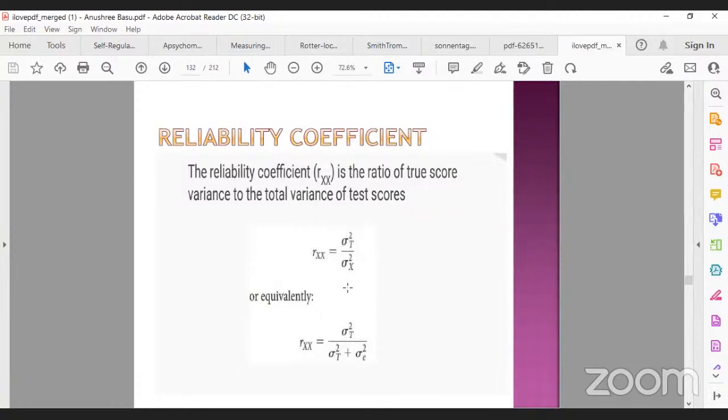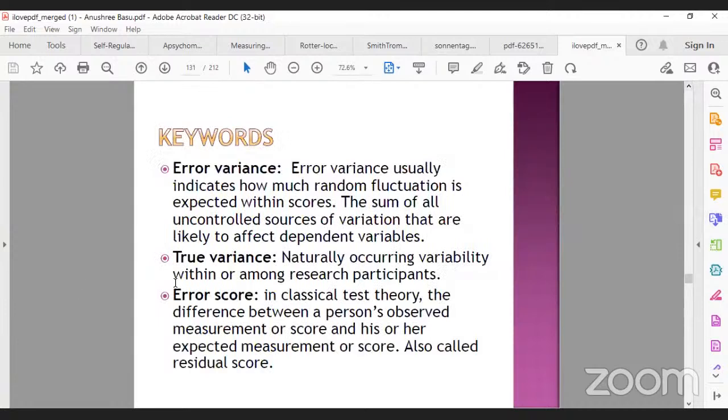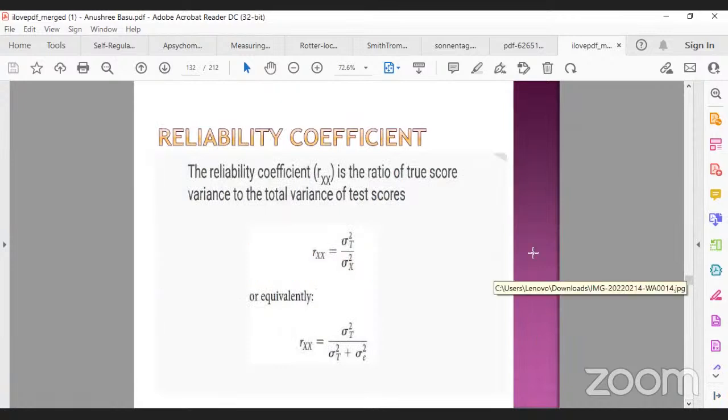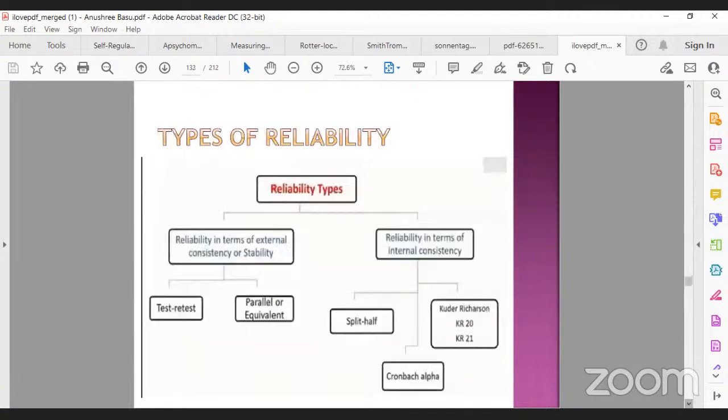So when we were talking about those three concepts, on the basis of error variance, true variance and error scores, we are able to identify how reliable the test is, how reliable our items are, how reliable the test scores which we have received are. So this is the ratio of true score variance divided by the total variance of the test scores. So this is how the reliability coefficient is calculated. This is the formula. There are different types of reliability in terms of stability, in terms of internal consistency.